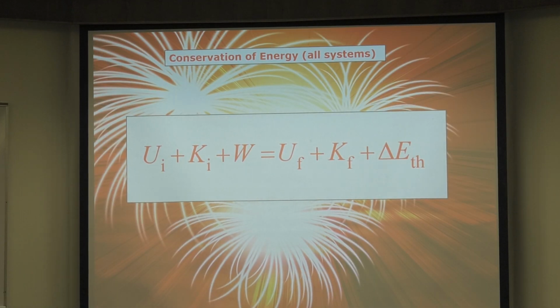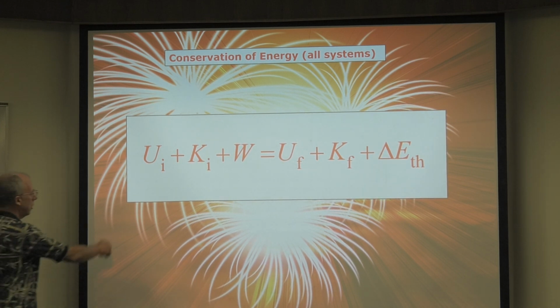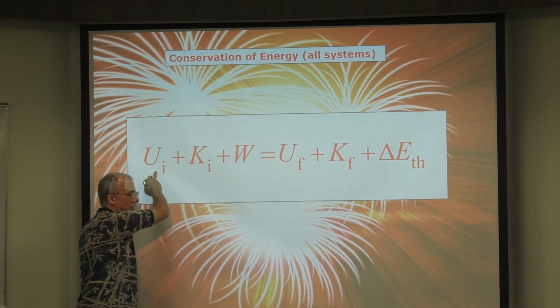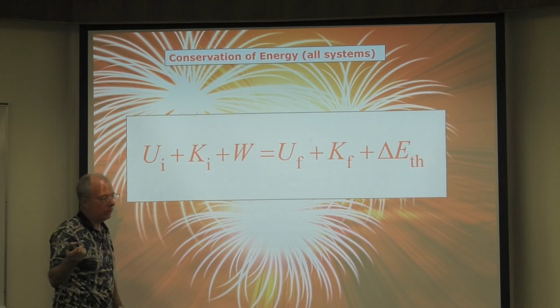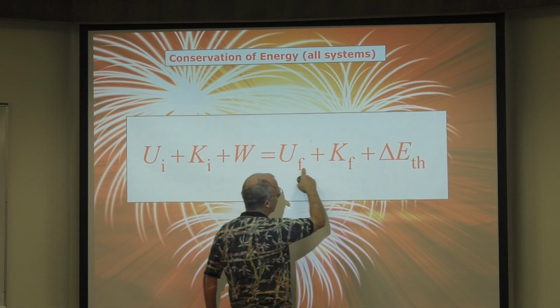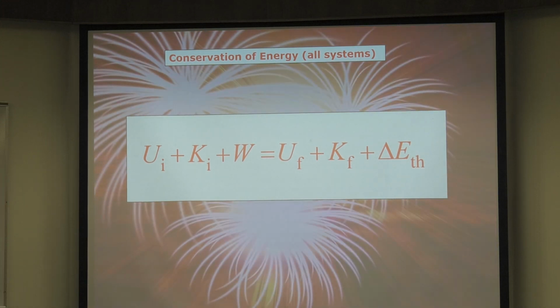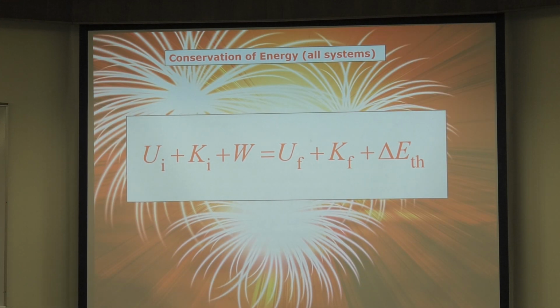And then conservation of energy. This is awesome because it allows us to solve all sorts of problems. So initial potential energy, by the way, this is general. It could be spring, could be gravity, we don't know. Could be both. Initial kinetic, work, final potential energy, final kinetic, delta E therm. Oh, that's a big deal, huh? How do you like that?